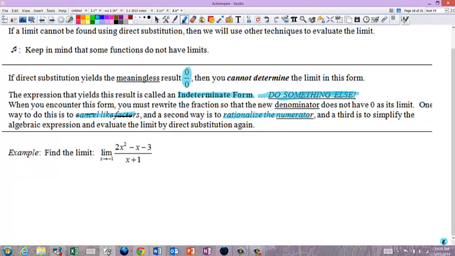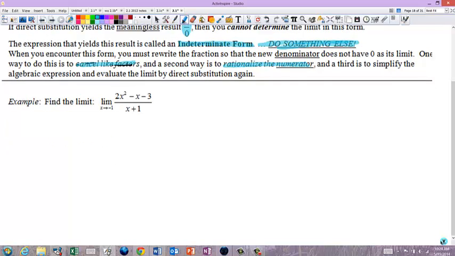It says find the limit as x approaches negative 1. Our first thing we do is fill it in. 2 times negative 1 squared minus negative 1 minus 3 over negative 1 plus 1. That's going to be 2 minus 1.